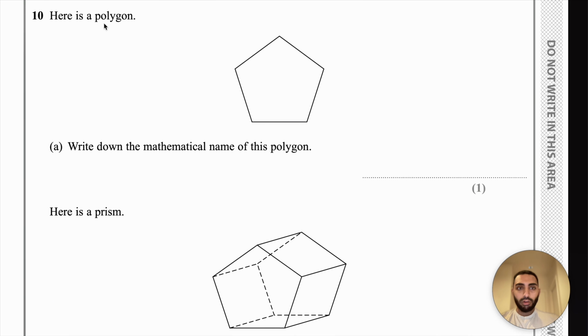Question 10, here is a polygon. Polygon just means a shape, it just means many angles. Write down the mathematical name of this polygon. Let's count how many sides it has. 1, 2, 3, 4, and 5. That would be a pentagon.